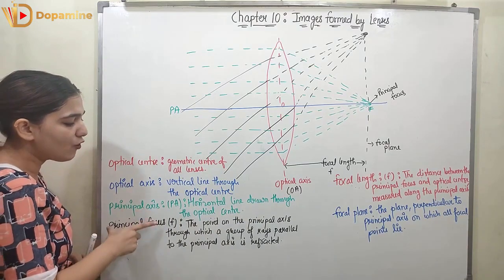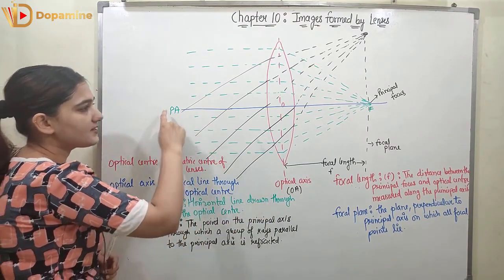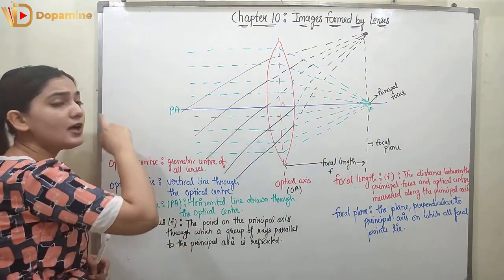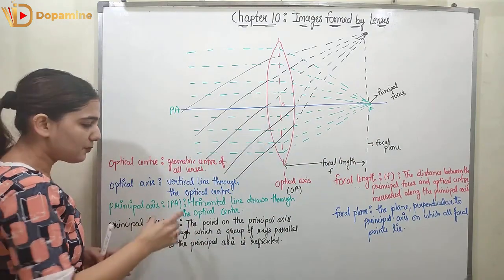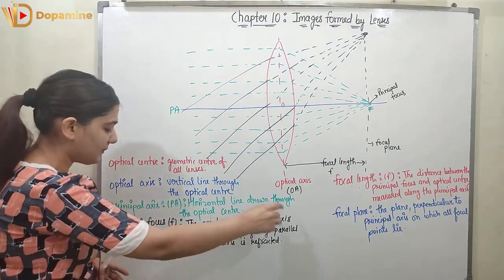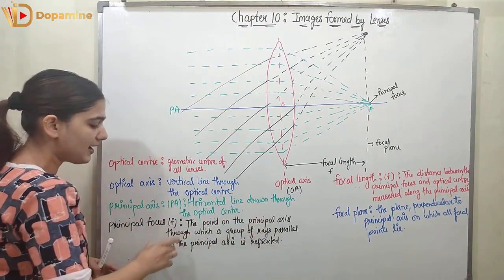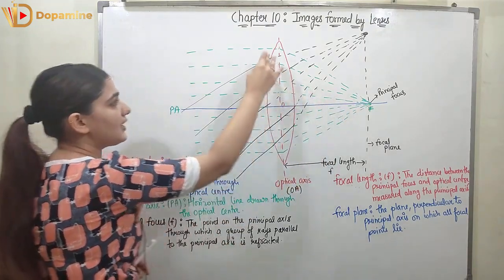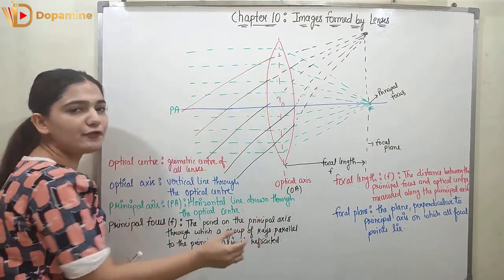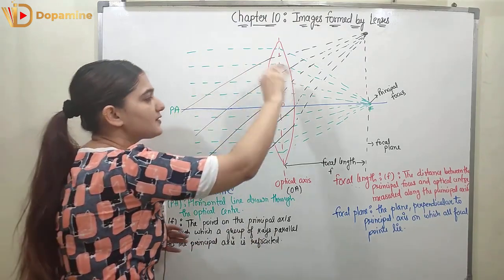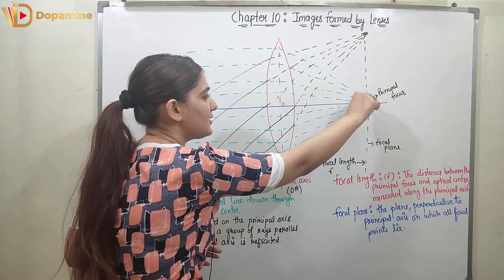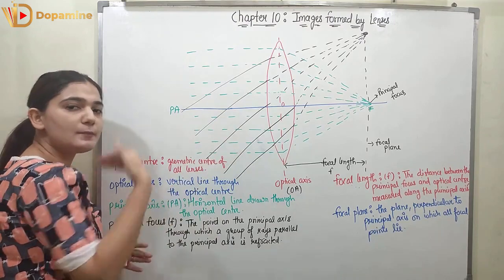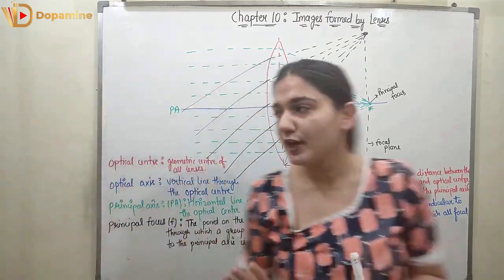Then we have the principal focus. The point on the principal axis, it's always a point on the principal axis. Either it can be here, here, here, here or here. Anywhere it can lie on the principal axis, right? So the point on the principal axis through which a group of rays parallel to the principal axis is refracted. So if I send some rays from this point, they are going to become parallel after coming through the lens. So all parallel rays are going to merge at the principal focus, right? Or the rays which are passing through the principal focus will become parallel, right? So I hope you understood the concept.